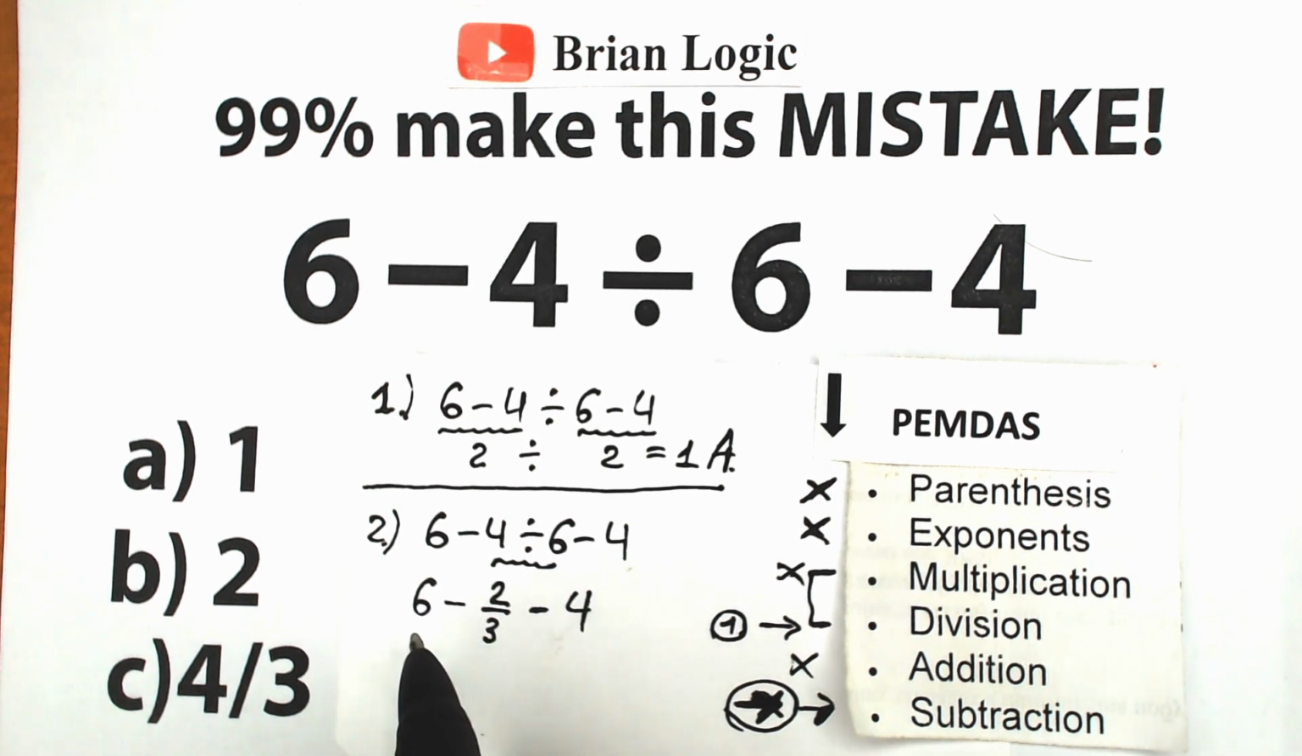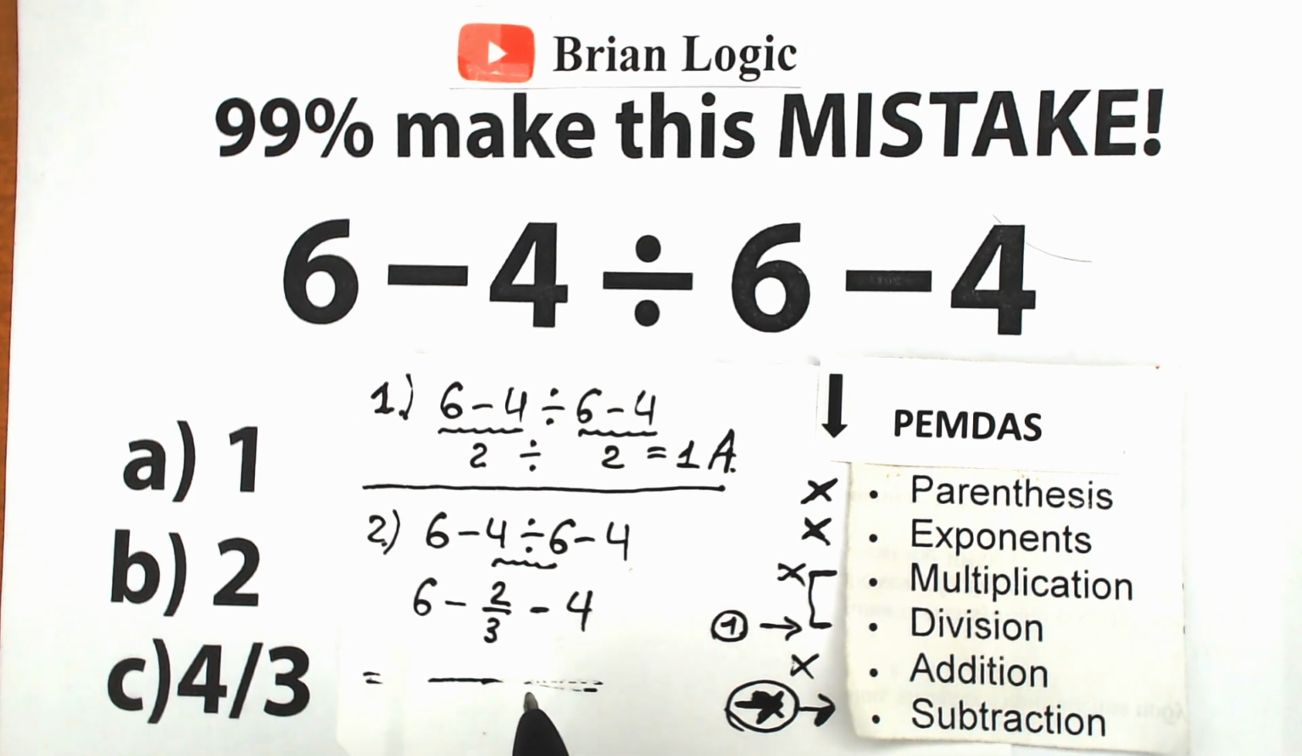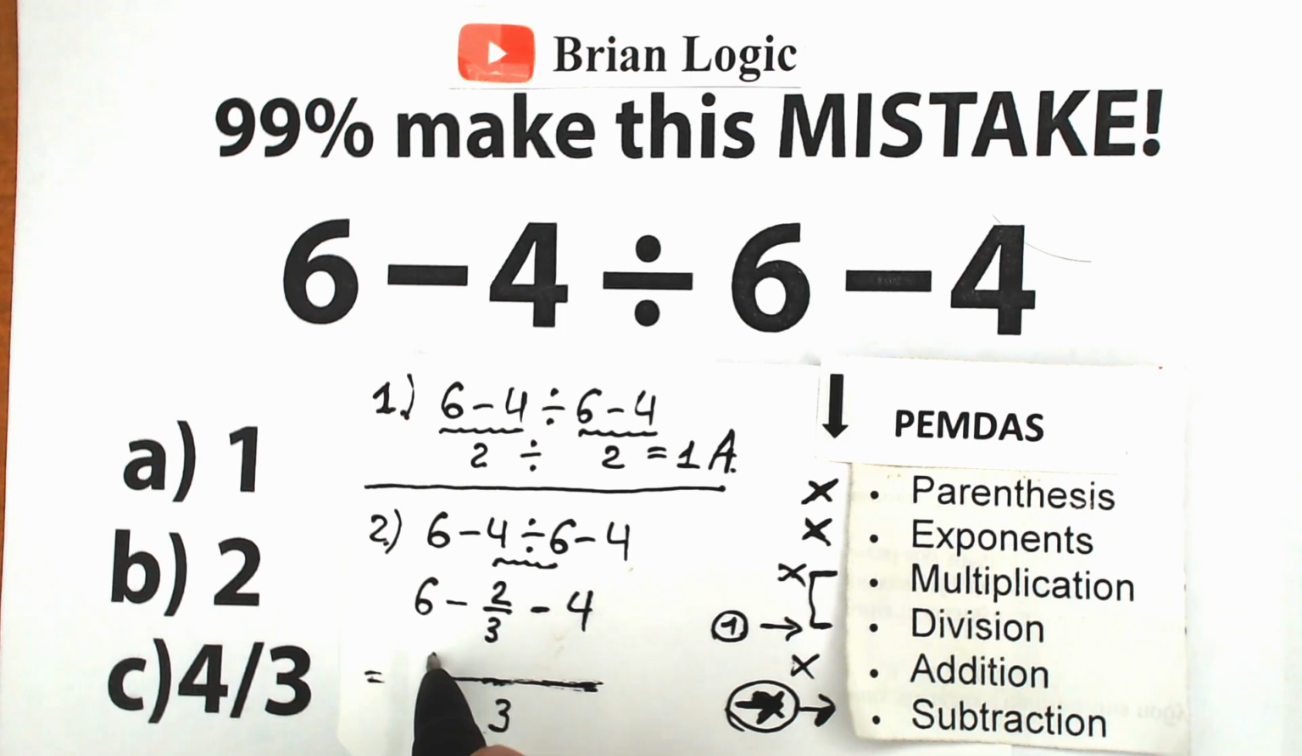So let's do this. Our common denominator right here will be 3. And what do we have right here? 3 times 6, we have 18. 18 minus 2 minus 12, which is equal to 4 over 3. So 4 over 3, and it looks like this is the correct answer to this challenge.